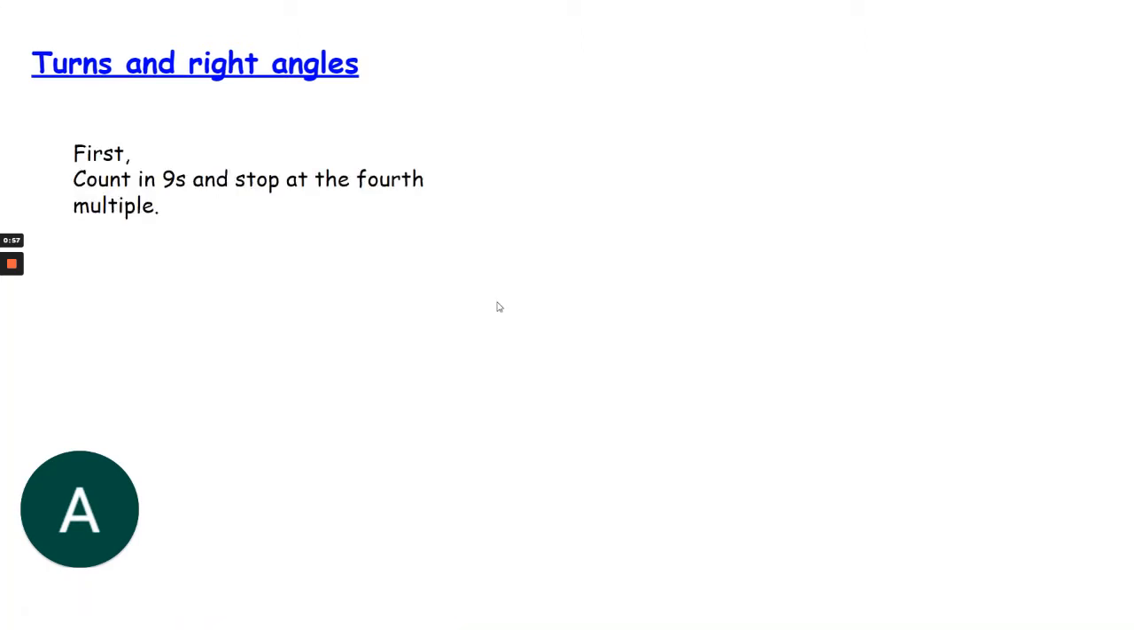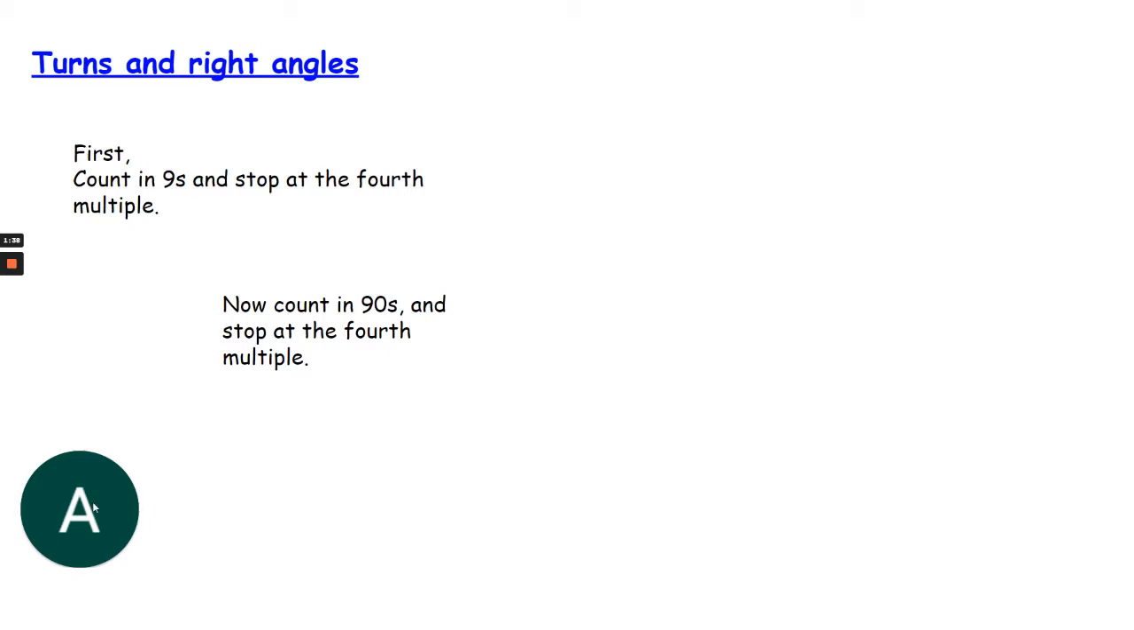Okay, first you're going to count in nines and stop at the fourth multiple. Write that down. Okay, next job you're going to do is count in 90s and stop at the fourth multiple. I wonder if you know why I've chosen 90. That's right, the degrees in a right angle is 90.